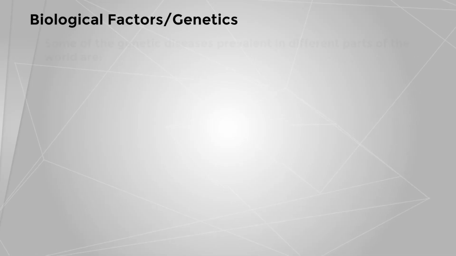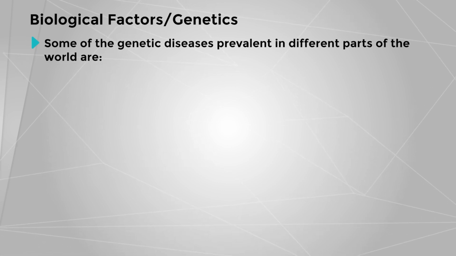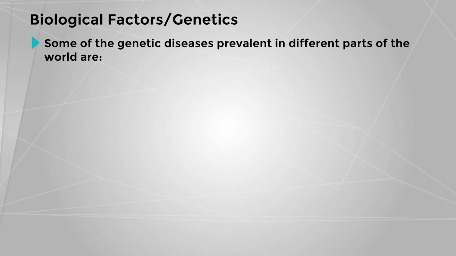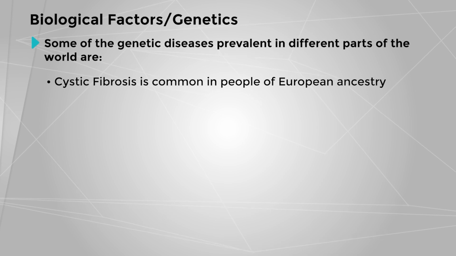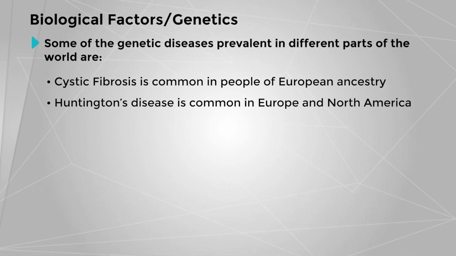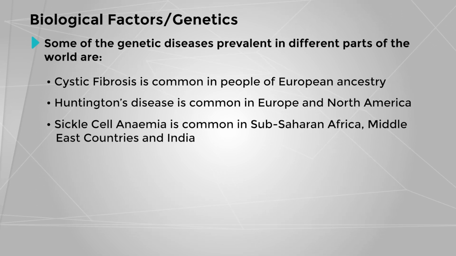Although there are a number of causes of illness and disease, one of the most significant factors is genetics. Family medical history is often one of the strongest risk factors in asserting how our health will react to the environment. Some of the genetic diseases prevalent in different parts of the world are cystic fibrosis, that is common in people of European ancestry, and Huntington's disease, that is common in Europe and North America.